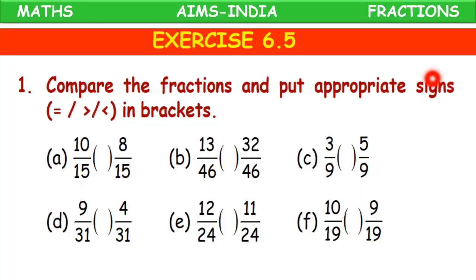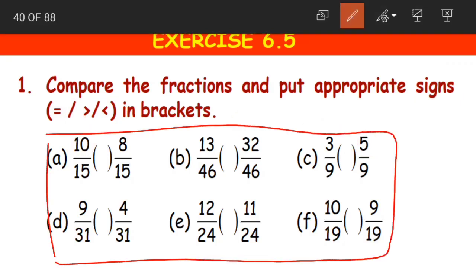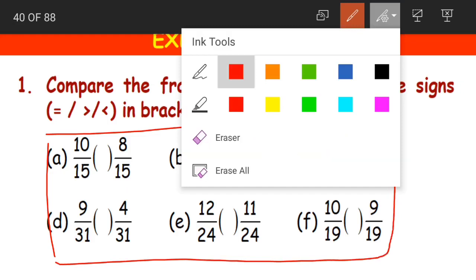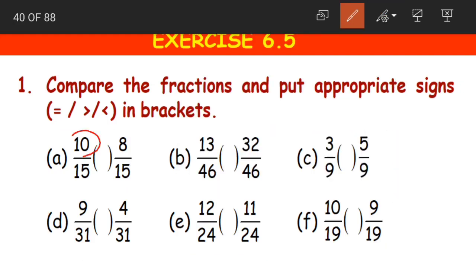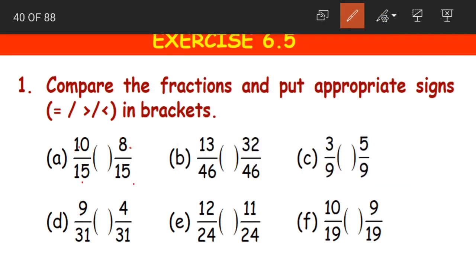Let us solve some exercise problems on the topic, children, that is comparison of fractions. Now first we have like fractions here. All the given questions are like fractions, so it is easy for us to compare. We just have to compare the numerators and put the appropriate sign. If you look at the first one, 10 by 15 and 8 by 15. The denominators are same. When we compare the numerators, 10 is greater than 8. So 10 by 15 is greater than 8 by 15.